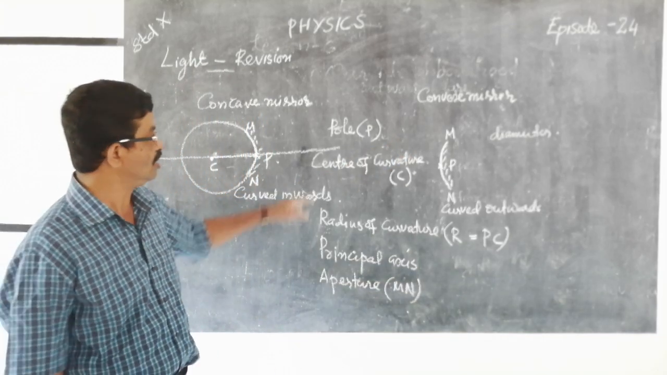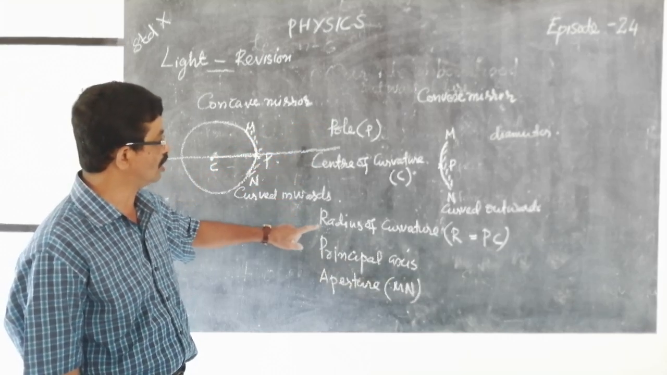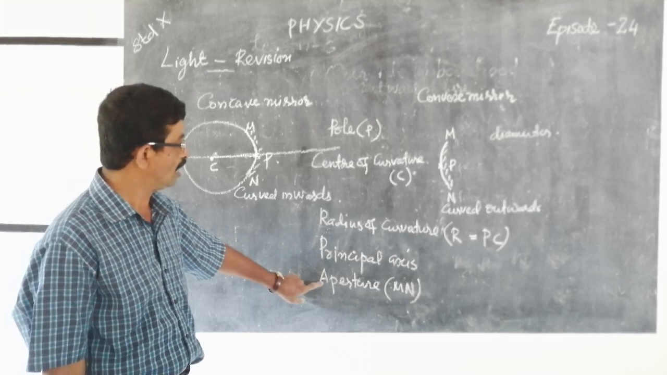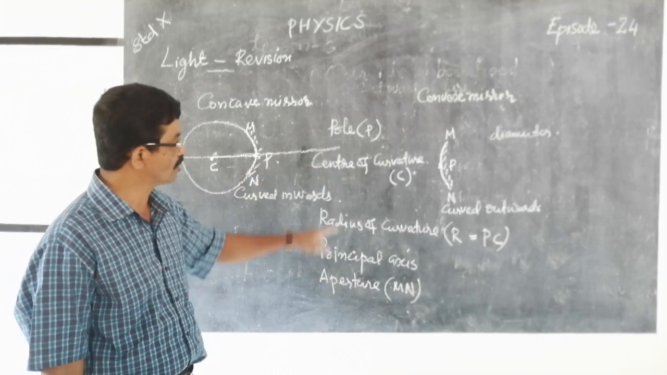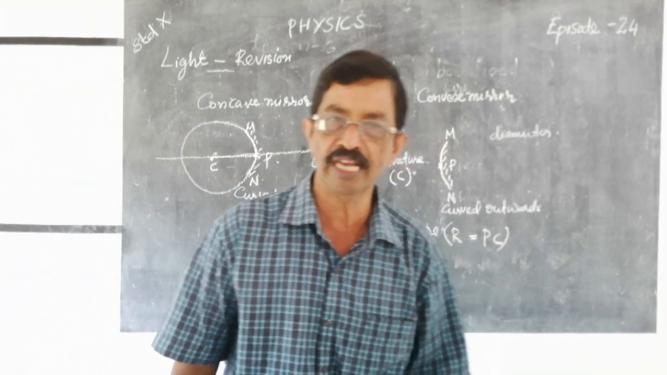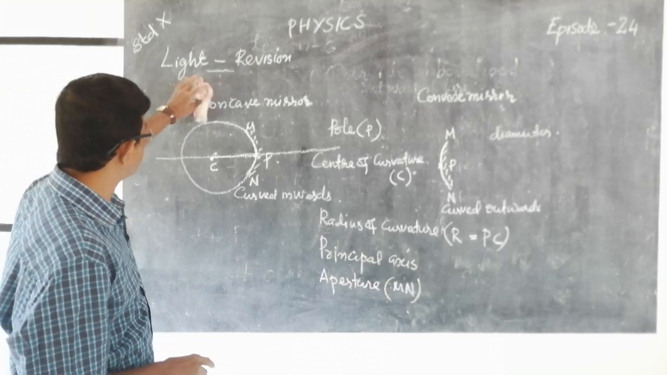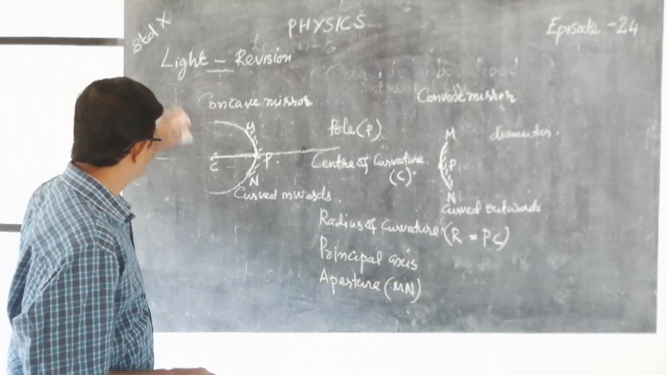So here we discussed the pole, center of curvature, radius of curvature, principal axis, aperture. Can you remember all these terms? There is one more term that is also related to these spherical mirrors. That is the principal focus.